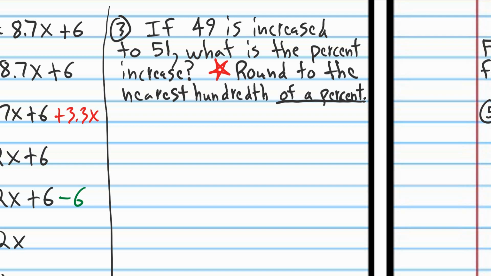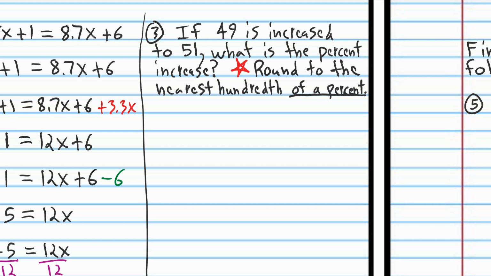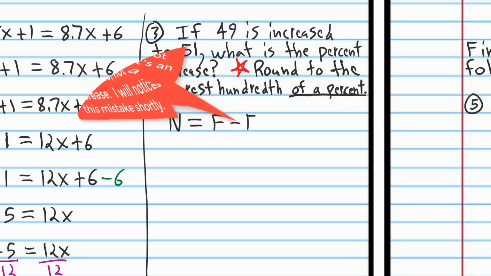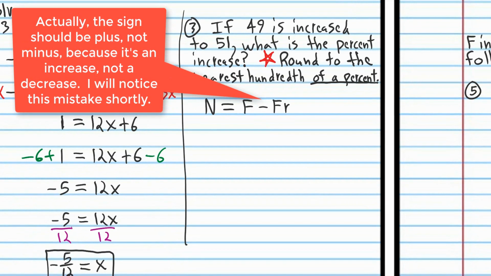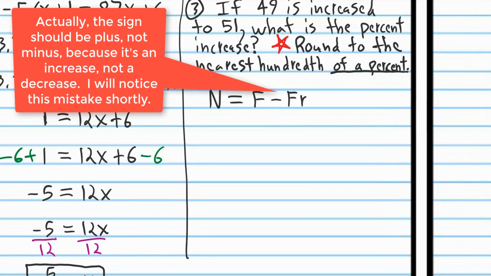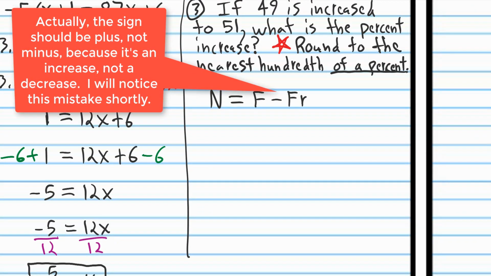Alright, if 49 is increased to 51, what is the percent increase? Now we need to use the percent increase formula. The new number after the increase or decrease is equal to the first number, the original number, minus the original number times the percent written as a decimal. That's what R means, the percent written as a decimal. But again, remember, the percent must always be written as a decimal in any equation.